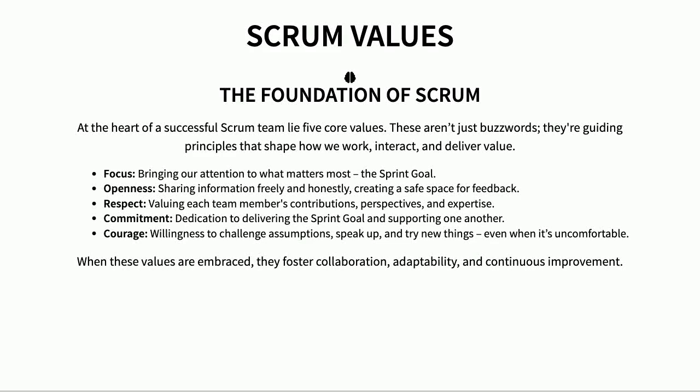Okay, let's talk about what really makes the Scrum team tick: the values. These aren't just nice to haves, they're absolutely crucial. We've got focus, which means we're concentrating on our sprint goal and not getting sidetracked. Then there's openness, where honesty and sharing information are key to building trust. Respect is about valuing everyone on the team and their ideas. Commitment, that's all about dedication to actually delivering what we promised. And finally, courage. It's about being willing to speak up, challenge the status quo, and try new things, even if they feel a little scary at first.